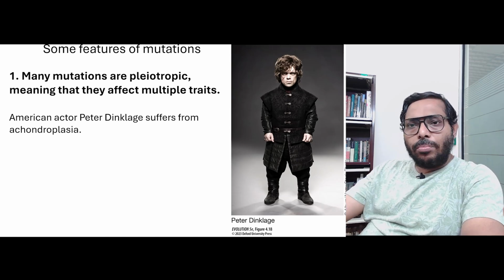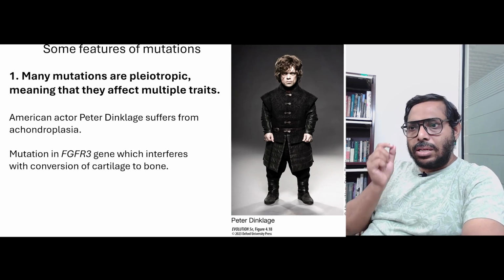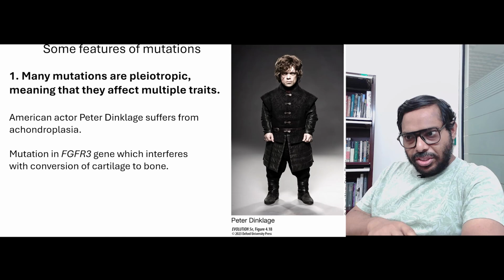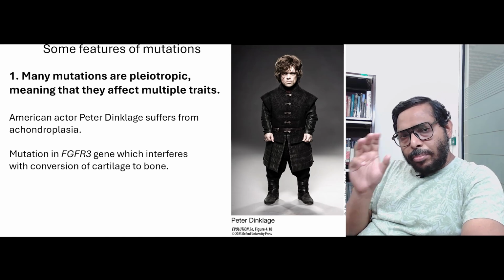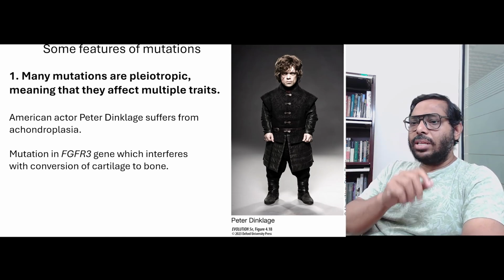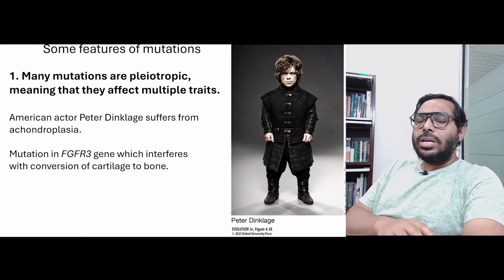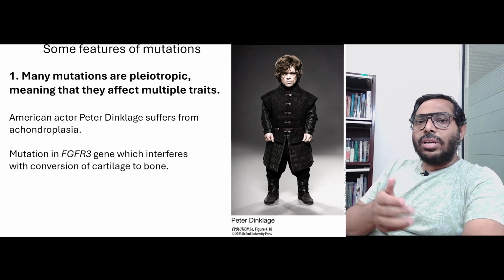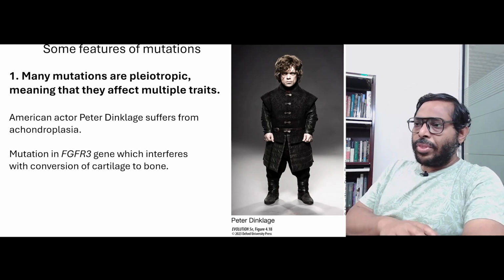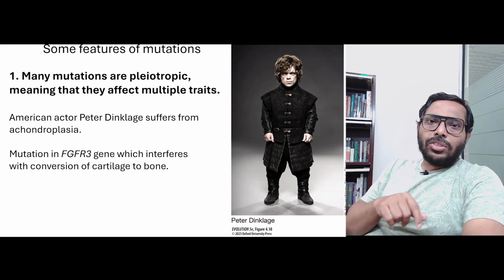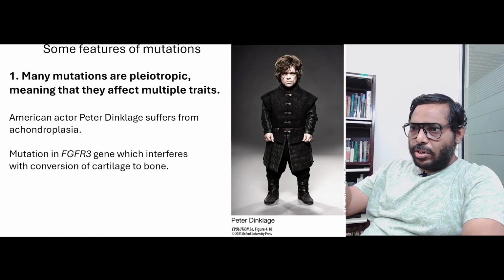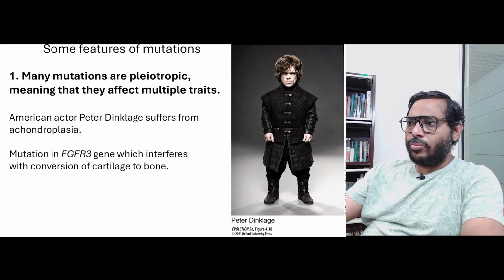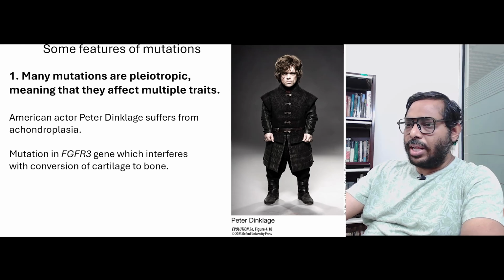In achondroplasia, there is a gene called the FGFR3 gene. People who have this condition have a mutation in that gene, and this mutation ends up interfering with the conversion of cartilage to bone. Obviously, if anything affects your bone development, that is going to affect your stature, which is what we see in the case of Dinklage.